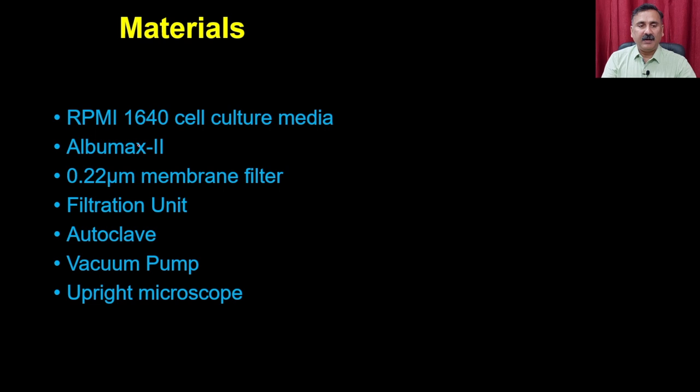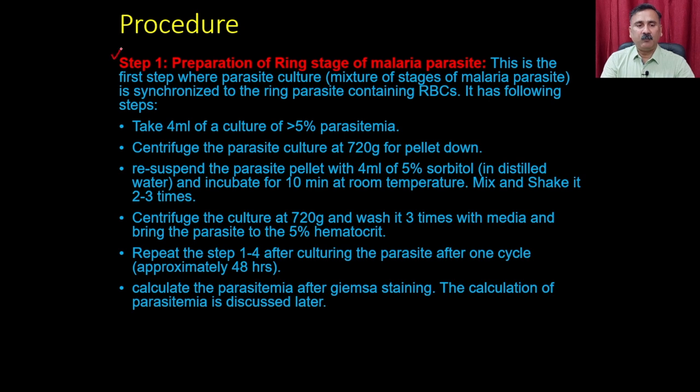These are the different types of reagents you require. You require the cell culture media and other kinds of things. Within the procedure, in step one, you are going to prepare the ring stage of the malaria parasite. This is the detailed protocol you have to follow, and I'm not going to go through the detail of this. You take the parasite and treat it with sorbitol, which destroys or kills the trophozoite and schizont stage containing cells, and it is only going to give you the ring parasites.